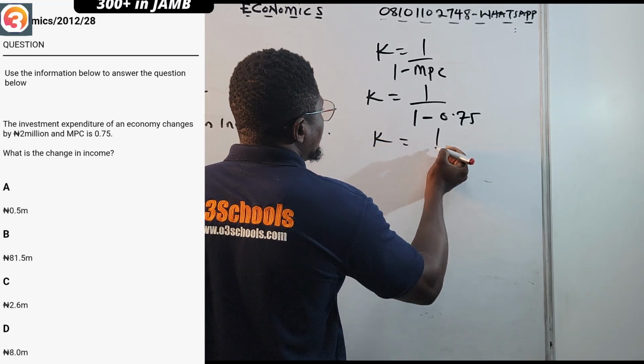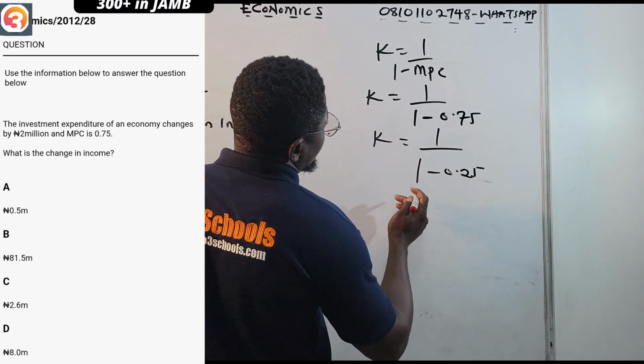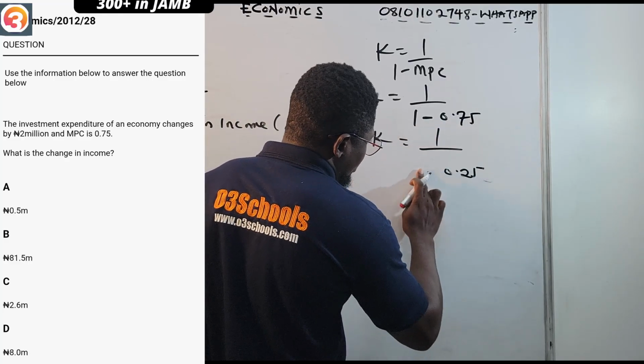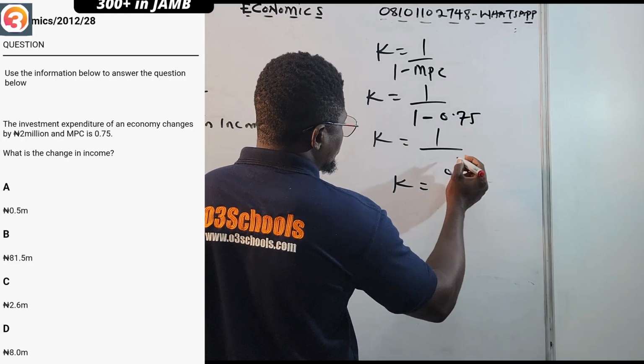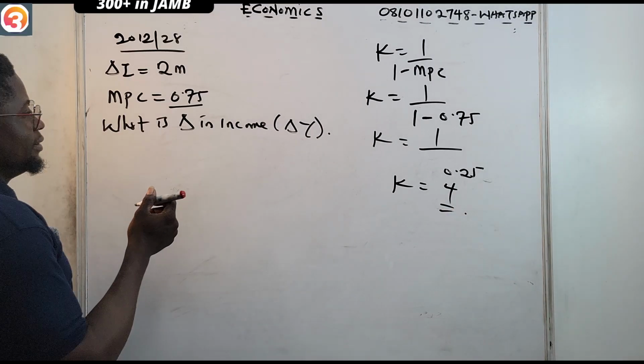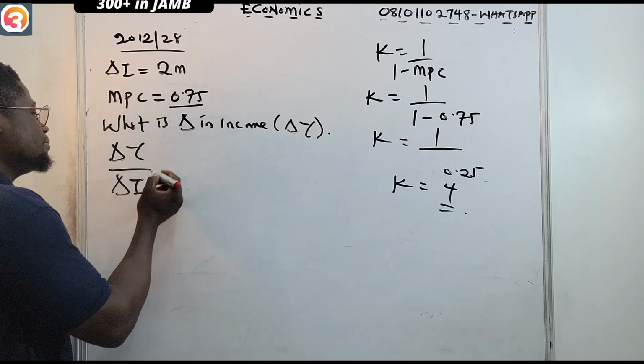If you use your calculator, 1 minus 0.75 is 0.25. So K, using your calculator, is 4. So we know our multiplier to be 4, and we know that the change in income over the change in investment is K.